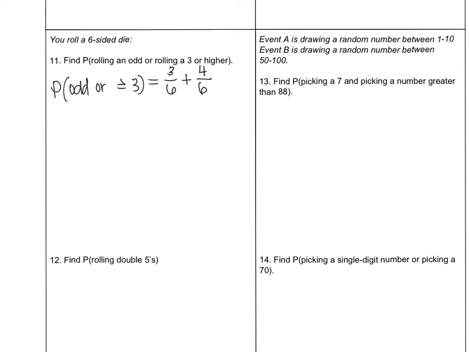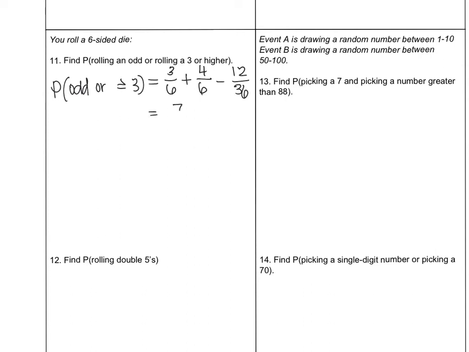This is why subtracting the overlap is important, because 3/6 plus 4/6 is going to give us 7/6. And we cannot have a probability of over 100%. Probabilities are always between 0 and 1. So I have to subtract the probability that I roll an odd number and get something greater than or equal to 3 because there is overlap. So when I take 3/6 times 4/6, we're going to get 12 over 36.